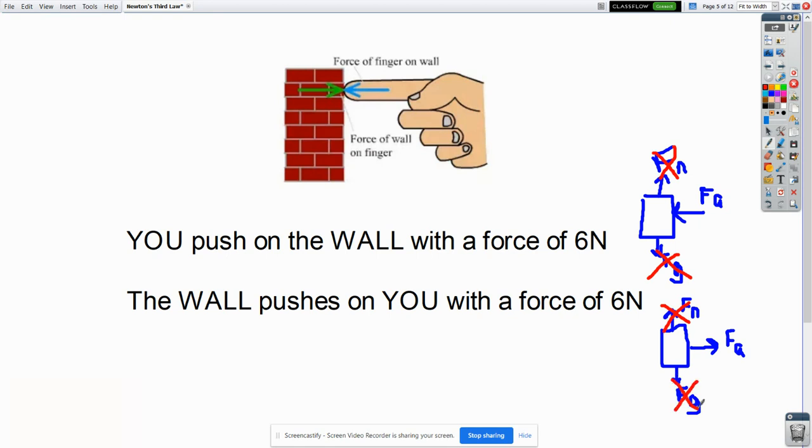Equal in size, opposite in direction. So we do have some balanced forces here. And again, the difference is the normal force and gravity are both acting on you. The normal force and gravity are both acting on the wall. They both act on the same object. Because they're equal in size and opposite direction, they cancel out. But the action force and the reaction force do not cancel because they're on two different objects.